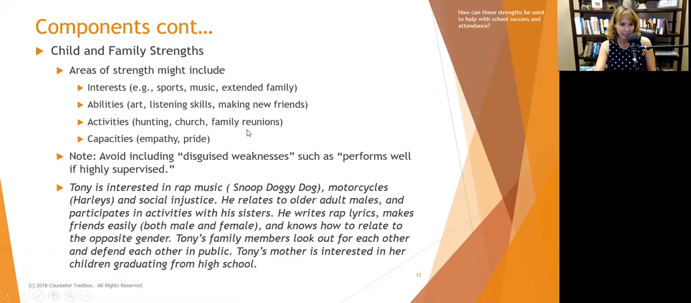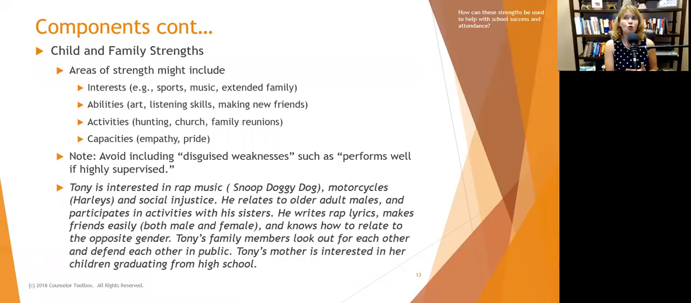And yes, you're jumping ahead. I think you read ahead on the presentation. School may not be relevant right now, so we need to figure out how to make it relevant. His areas of strength, we want to assess these. His interests, his abilities, his activities, and his capacities. So he's interested in rap music, Snoop Doggy Dogg, and motorcycles, Harleys in particular, and the concept of social injustice. Okay, cool.